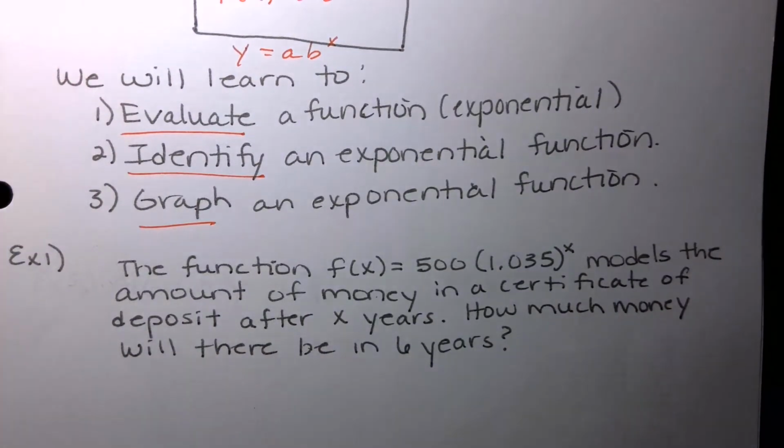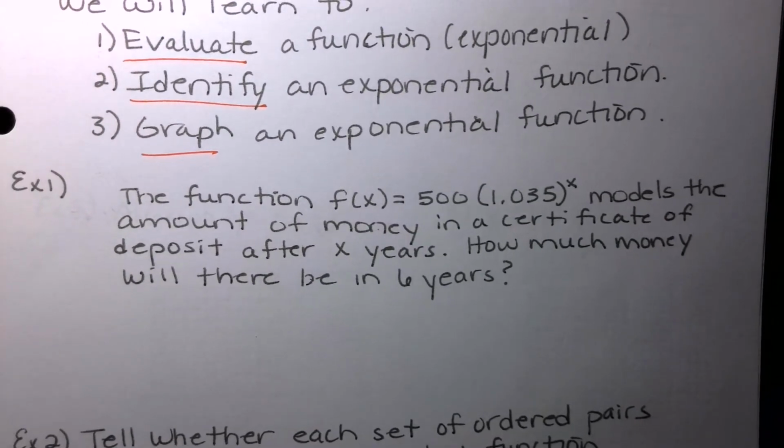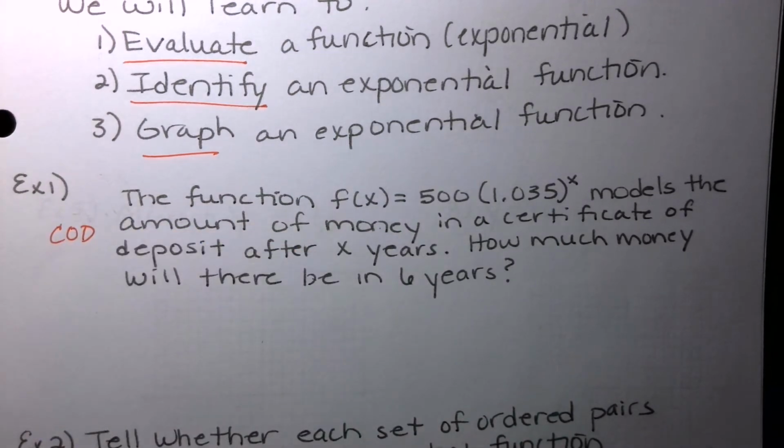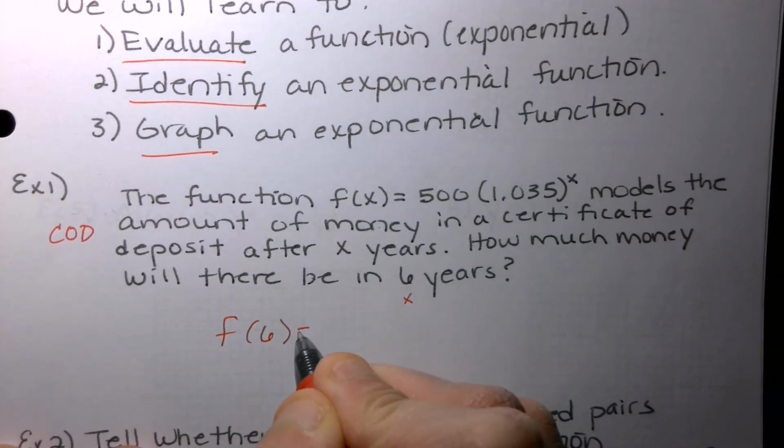All right, so let's start here with example 1. The function f of x equals 500 times 1.035 raised to the x power models the amount of money in a certificate of deposit after x years. So a certificate of deposit you'll sometimes hear of as COD. You get those at the bank, and it's a way of investing your money. Depending on where the economy is, it may or may not be a wise choice. Anywho, how much money will there be in 6 years? Okay, so 6 is your x value.